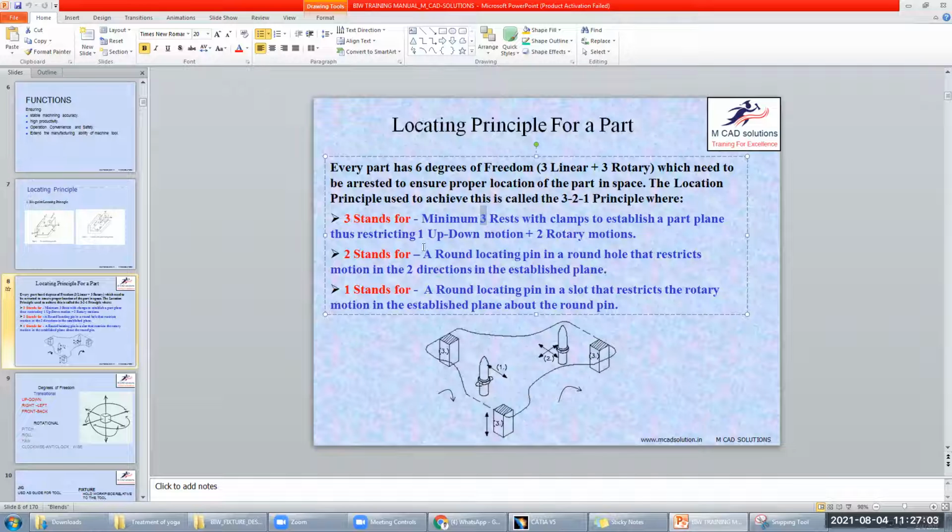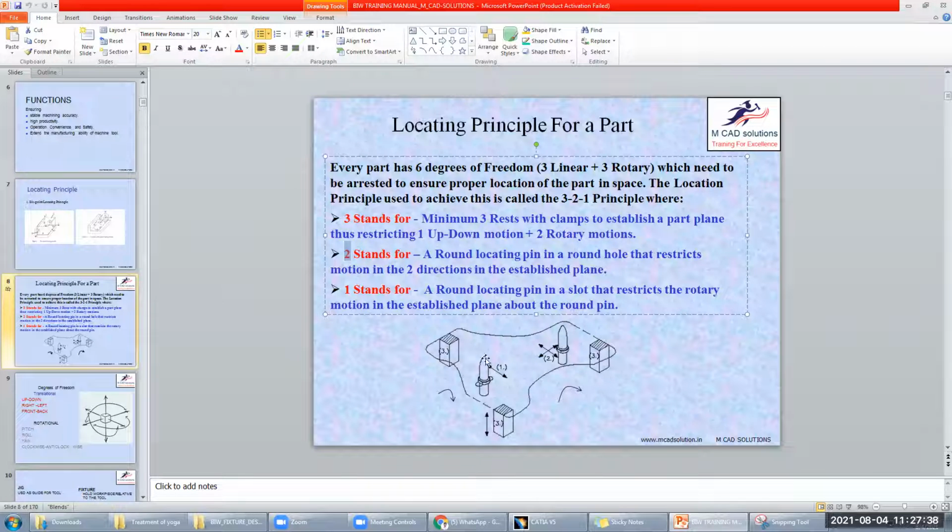Now we will go for 2. Here is a panel having a circular hole, and in that hole an exactly circular pin is placed. So this linear motion and this linear motion are restricted by this pin. Two linear motions are restricted by this pin, so 2 means 2 linear motions. Now here 3 motions, here 2 motions, total 5. The only remaining motion is along this pin axis.